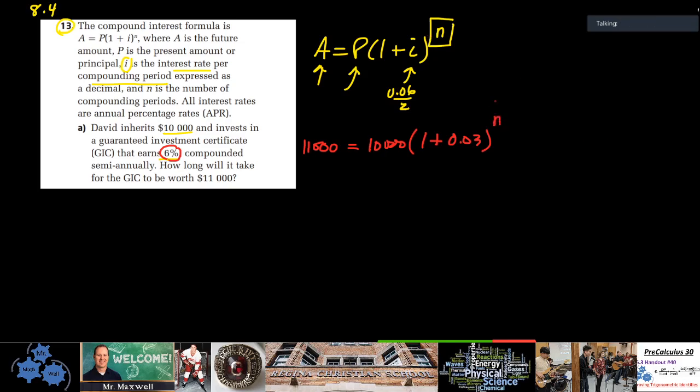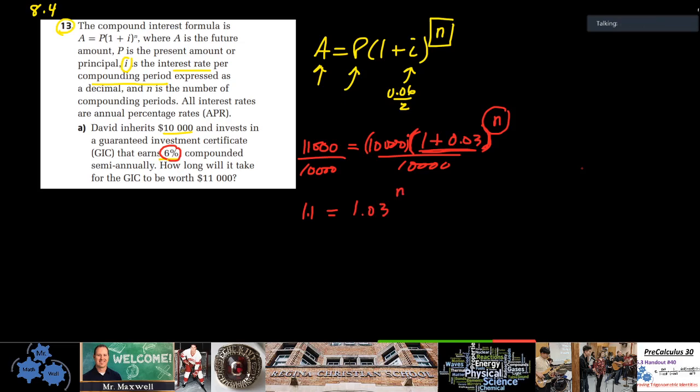We're going to use logs to get this out of the exponent position, but you don't want to have this 10,000 hanging around. This is just multiplied, 10,000 times all this. Let's get rid of that 10,000 first, so let's divide both sides by 10,000. That's going to be 1.1 over here equals 1 plus 0.03, and you can add these up because they are inside the brackets, safe and secure from anything else, so we can combine like terms in there. That's 1.03 to the power of n.